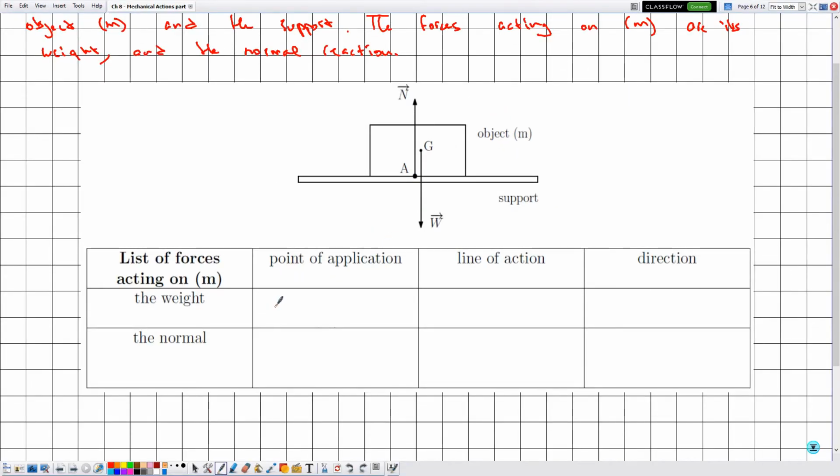So the point of application of the weight will be the center of gravity of M, which is G. The line of action is always vertical, and the direction is downward.